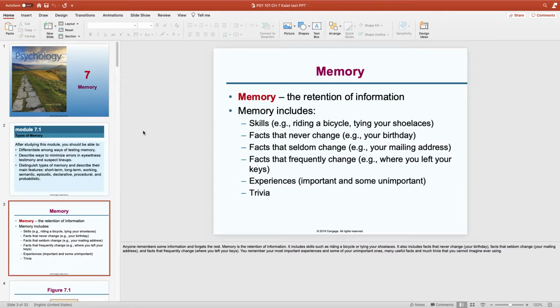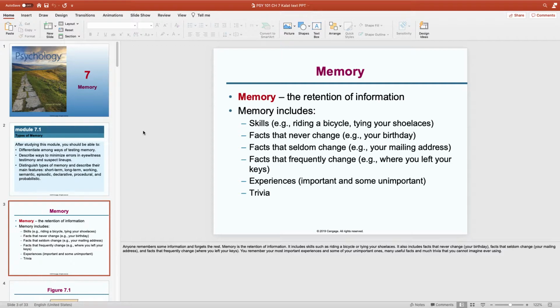So let's move on. What is the actual definition of memory? Well, memory is the retention of information, quite simply. And it includes a number of categories underneath it, with some great examples here. So memory includes things like riding a bicycle and tying your shoelaces, which are also known as skills. Okay, so almost the doing part. Things that you remember doing or are able to do.